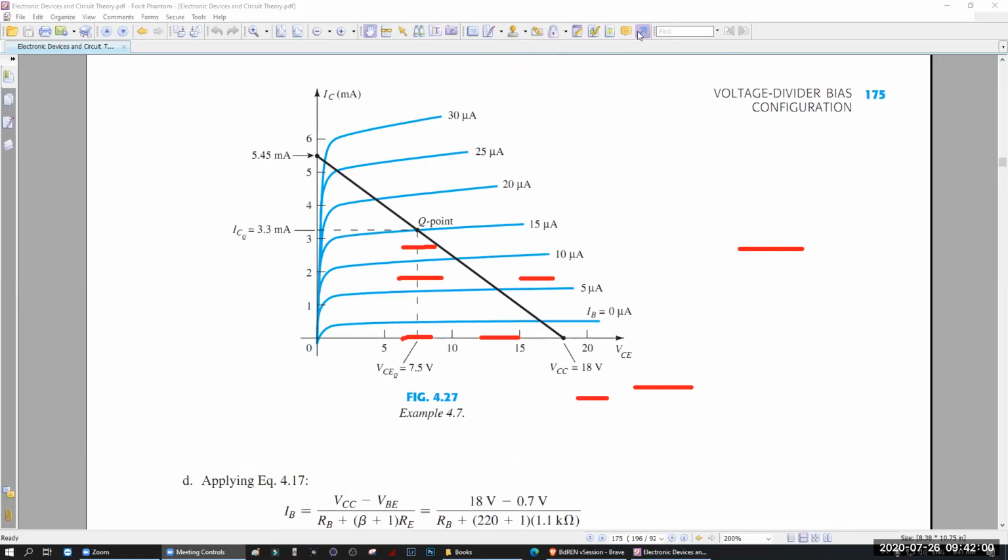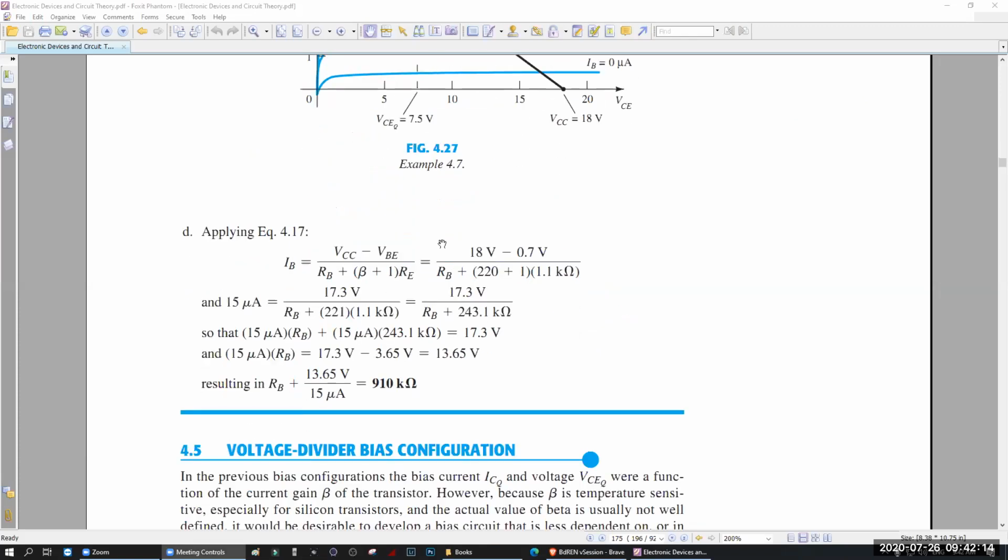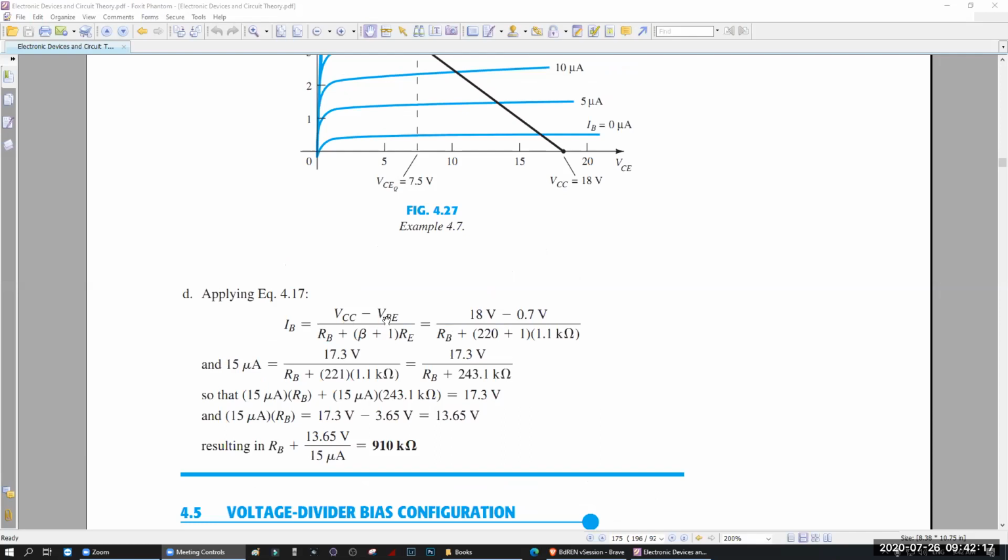Okay, see how they draw the graph? Like the way we did, right? Okay, then the Q point is this one. They draw lines, 7.5, 3.3. That's it. Next, IB is equal to VCC minus VBE over RB plus beta plus 1 times RE. So that we already know, right? At 15 microampere, if you put everything there, the value of RB will be like this. How much? 910 kilo ohm, right? Okay, that we already know. Maybe they made a mistake here. This is not plus. This should be equal.